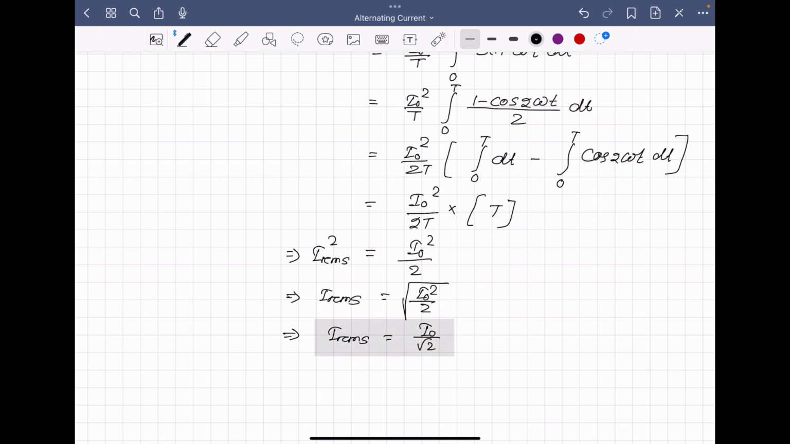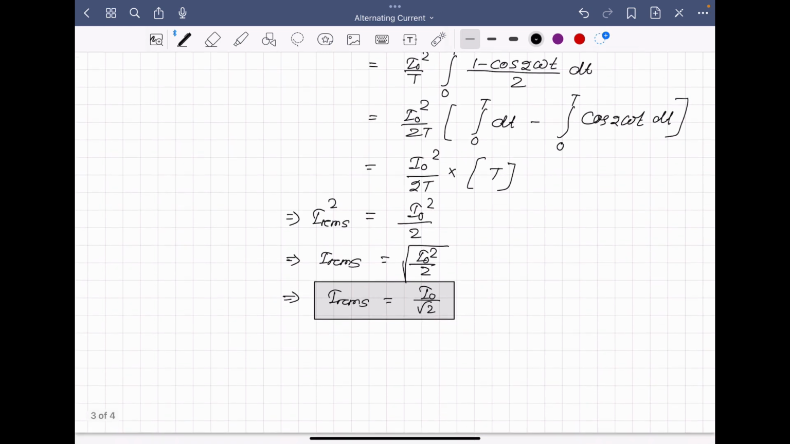Okay. This is also a relation between the RMS value and peak value of current. Or we can write also, if we divide 1 by root 2, then we can get 0.707, and then I naught. This is actually the RMS value of alternating current, which is 1 by root 2 times the peak value of its alternating current.